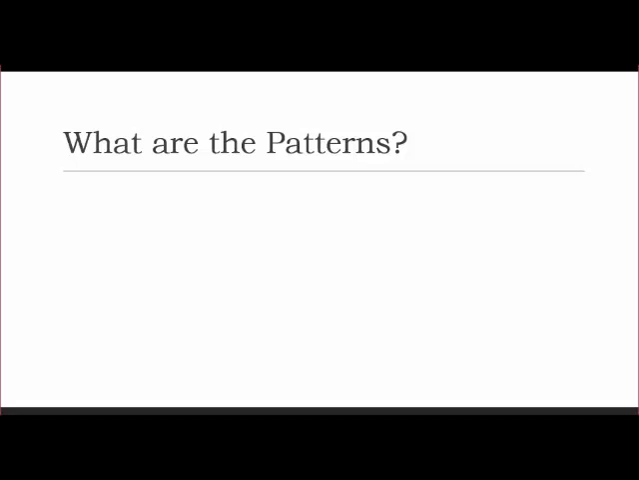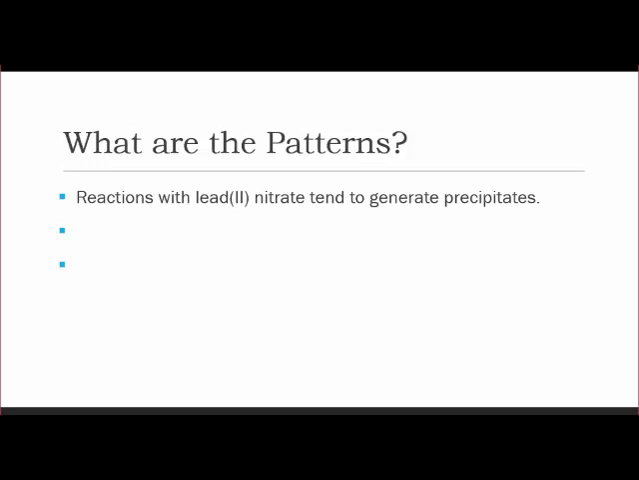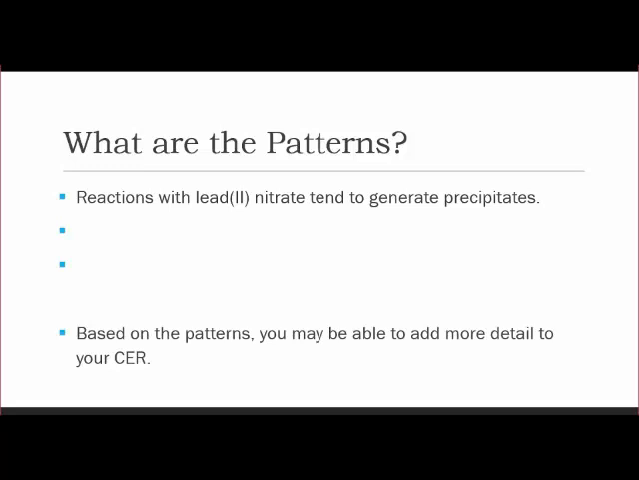The post-lab questions are going to ask you what some of the patterns are that you observed in your data. And I'm just going to get you started off with one so that you understand what my expectation is. You're going to find that reactions that contained lead nitrate tended to all generate precipitates. So that's one of the patterns that you would be looking for. Along this line, you should generate probably 3 to 4 other patterns that you can observe in your data. Based on those patterns, you'll have an opportunity to add more detail or revise your original CER based on the reaction between the lead nitrate and the potassium iodide.